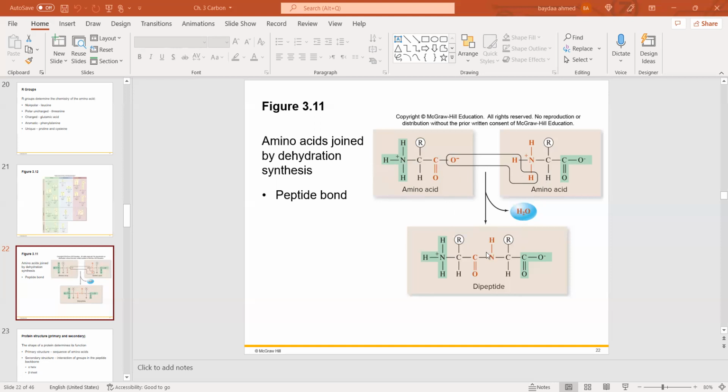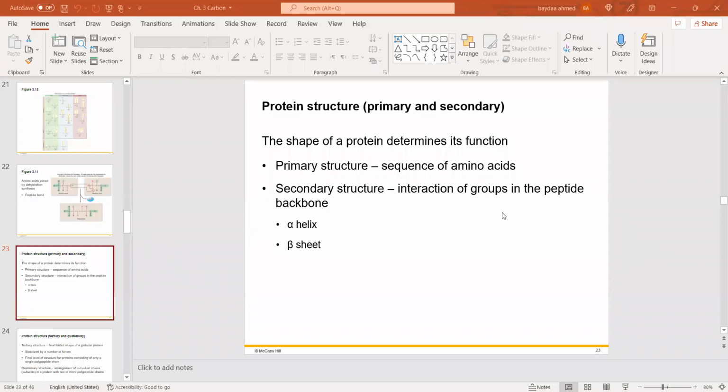Note that the resulting dipeptide, which means two amino acids linked together via a peptide bond, has an amino group end and a carboxyl end. So it still has these two ends. The final folded shape of a globular protein is called its tertiary structure.